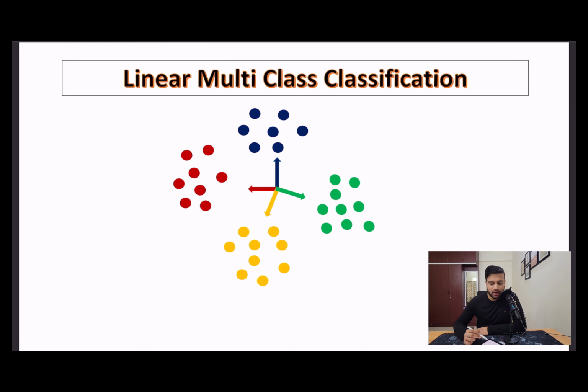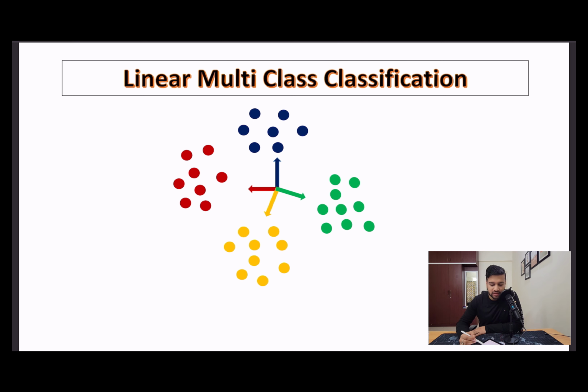So in today's video, we'll talk about linear multiclass classification. In the last video, we talked about linear classification where the output was a binary classification problem, where you can get either class 1 or class 0 as the output, and we only had two classes in our data points. Now what if you have multiple classes that you want to classify your data into?